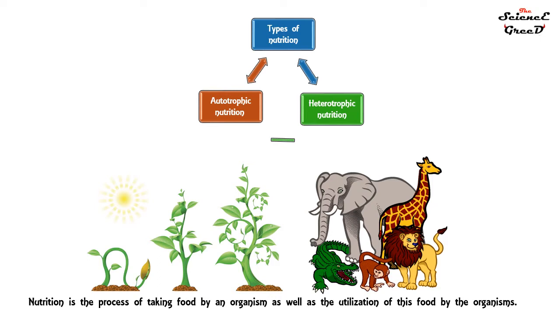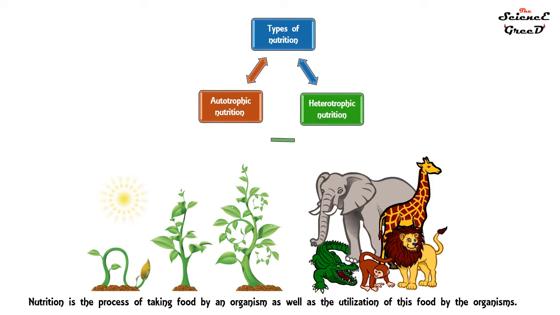Autotrophic nutrition and heterotrophic nutrition. Those organisms that can make food themselves from simple substances like carbon dioxide and water are called autotrophs. Their mode of nutrition is referred to as autotrophic. They do this by the process of photosynthesis.